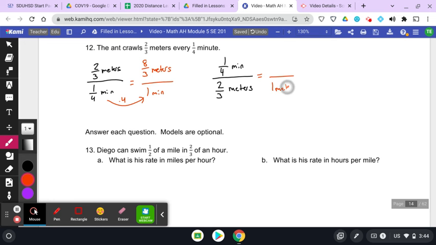It would be 3/8 because you'd have to multiply by 3/2. That's the scale factor, which would get you 3/8 minutes to go a meter.